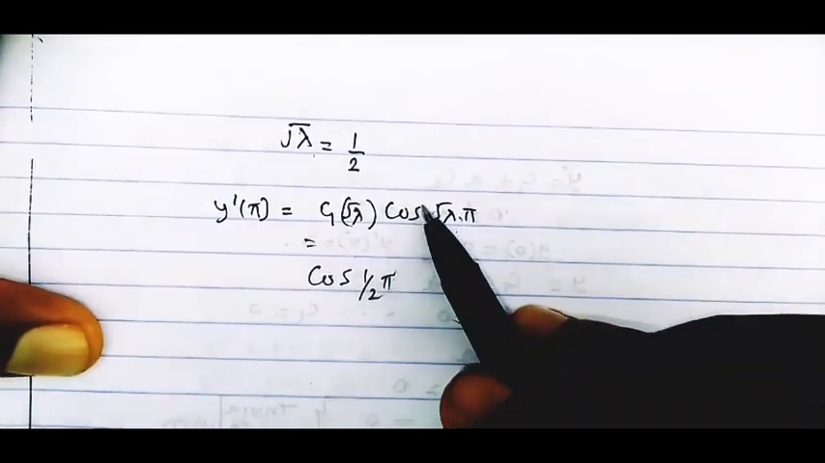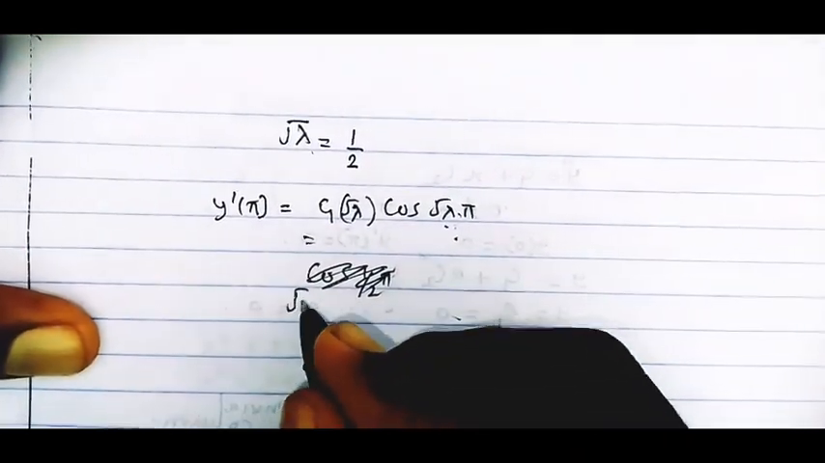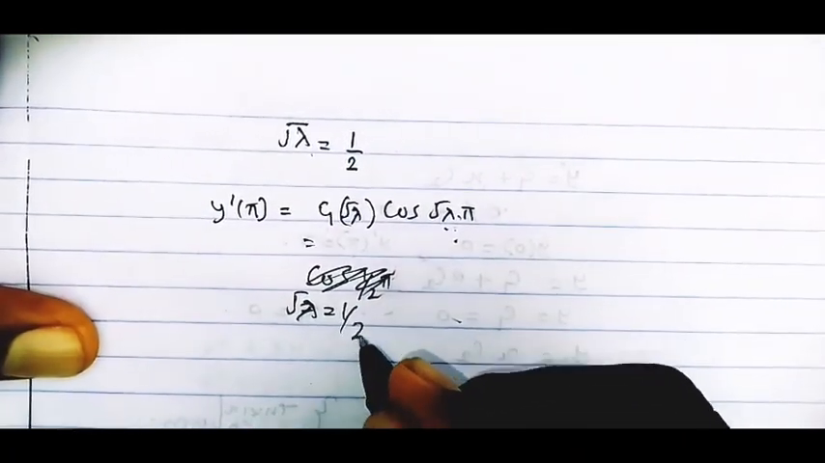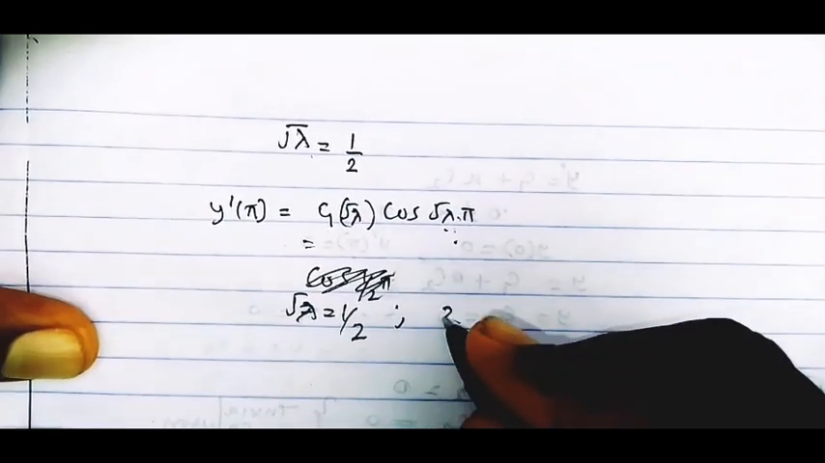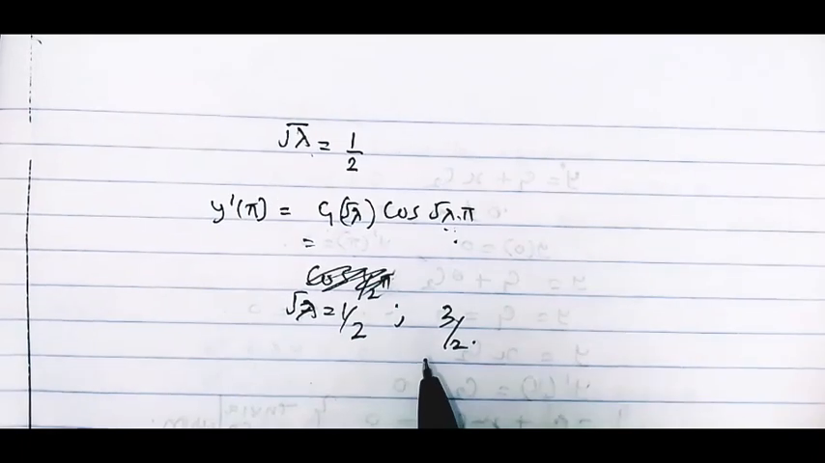So now let's check for other values in the series of 1 over 2 that can actually make this cos equal to 0. Since it is 1 over 2, let's try 3 over 2. Now let me try 3 over 2.